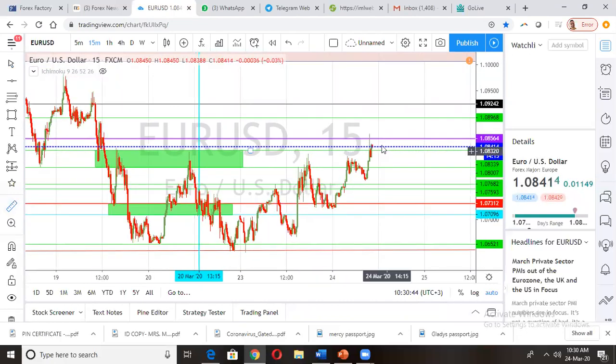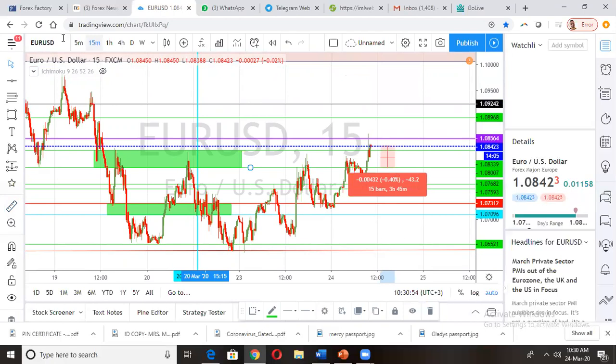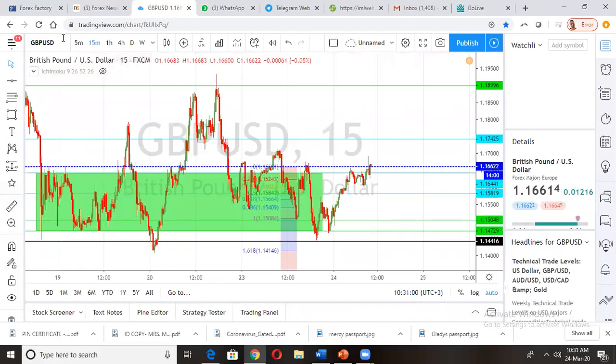But I want us to, so yeah, that's about 80 pips. Okay, it's about 80 pips. So I'm just going to wait on that for a while. Let me look at GBP USD. I think it's also on a buy trajectory.